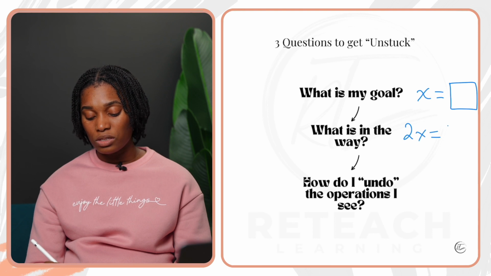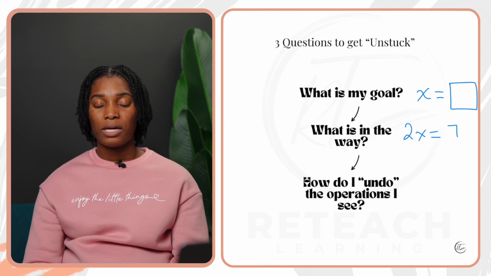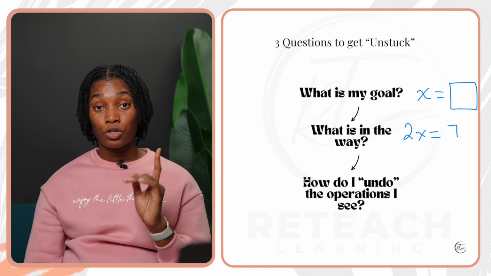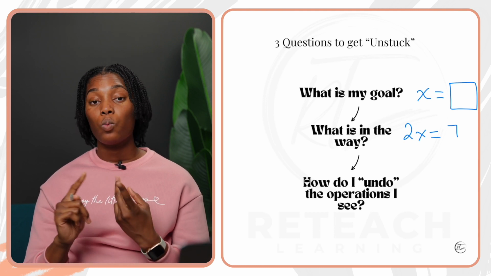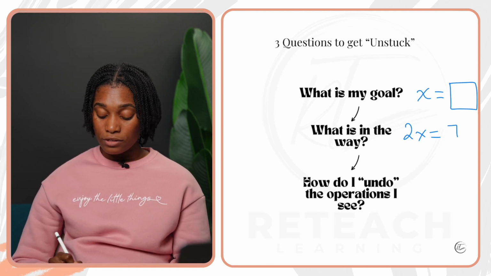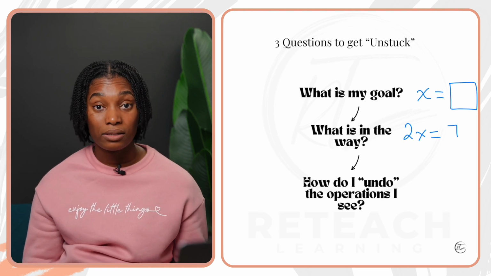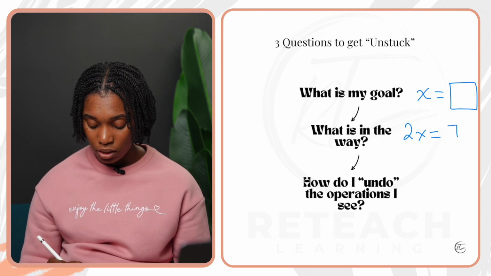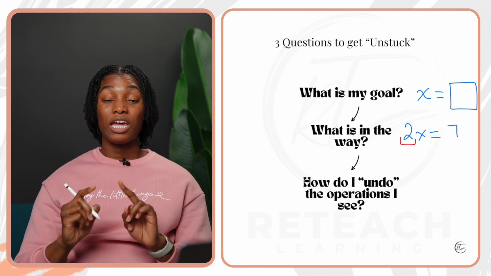2x is equal to 7. And people will say, I don't know what to do. I'm stuck. Well, your goal, once again, is to get the x by itself. What is in the way? Well, whatever's on the same side as the x is in the way, right? So that's going to be the 2. That 2 is in the way. So I need to get rid of the 2.